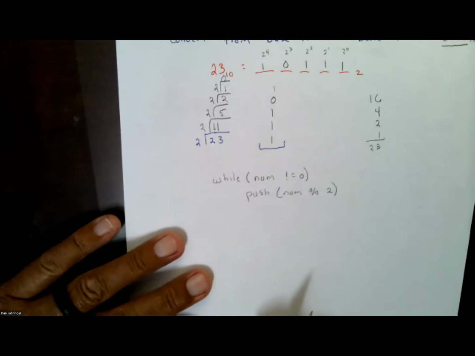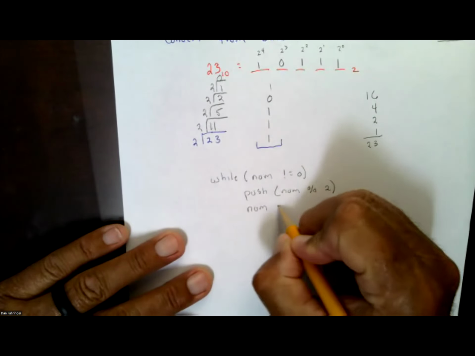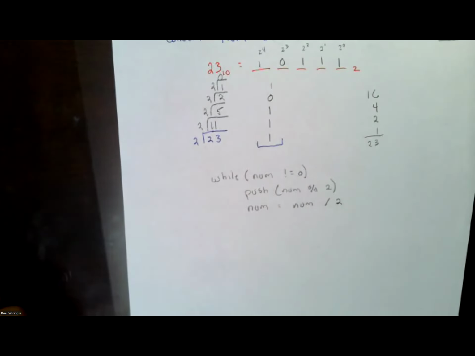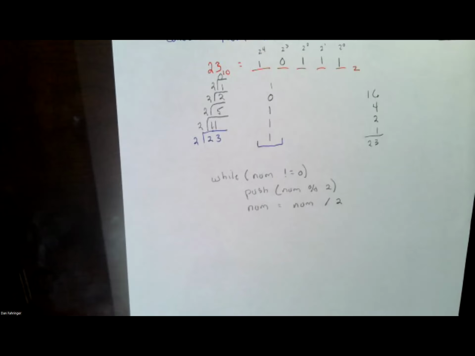Now what would I do? You would need to divide num by 2 as well. Num equals num integer division 2. That would give me a new number. You mean that's kind of it? Yep.